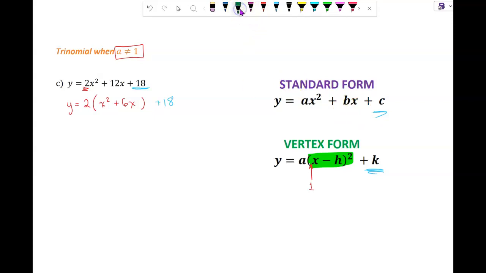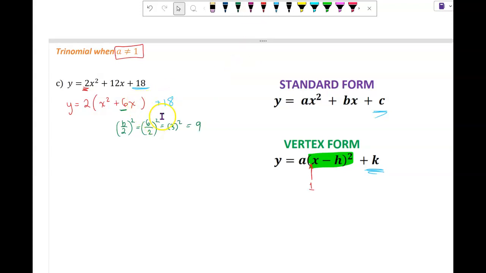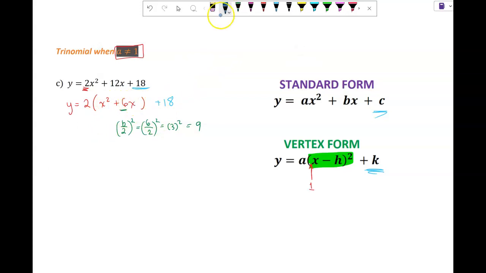We're going to look at the b value here, and we're going to divide it by 2 and then square it. So we'll have 6 divided by 2, which would be 3. Square that, which would be 9. So I know that I'm going to add in and subtract 9 beside the 6x. And so it becomes y equals 2 bracket x squared plus 6x. Now I'm going to add 9 and subtract 9 inside that bracket with everything else, and I'm going to have that plus 18 trailing behind.